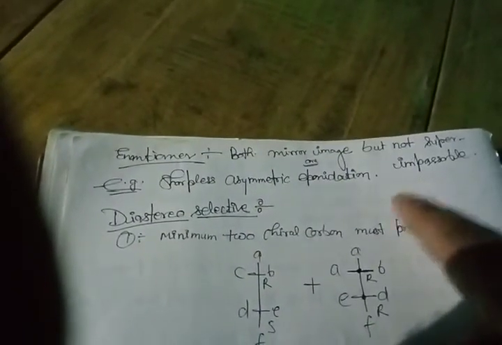Diastereoselective reactions: a minimum of two chiral carbon atoms must be present. For diastereoselective reactions, two chiral carbons are present.